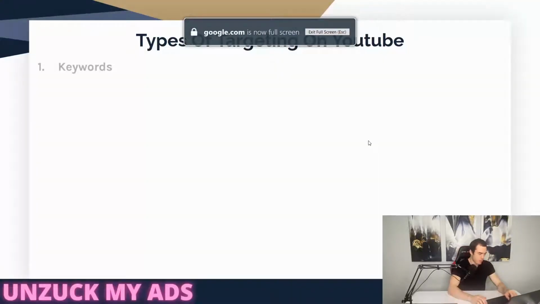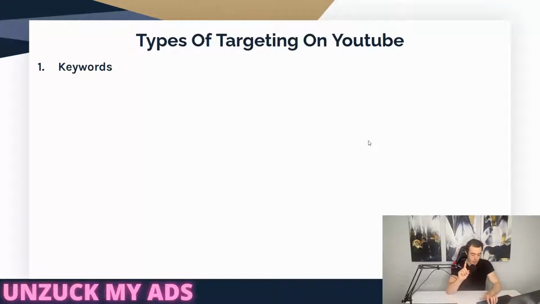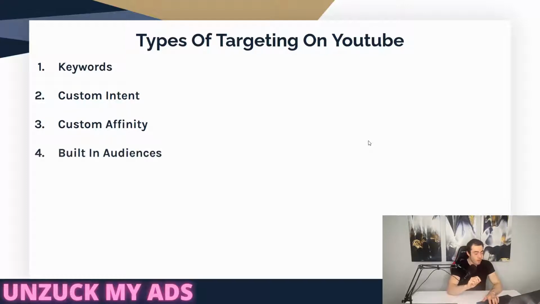So here are the types of targeting available to you on YouTube. First of all, you have keywords. Second of all, you have custom intent. Third, you have custom affinity. And both custom intent and custom affinity are built from your keyword list, and we'll go into that. Fourth, you have built-in audiences. These are the pre-built audiences that Google supplies you to use for your targeting.